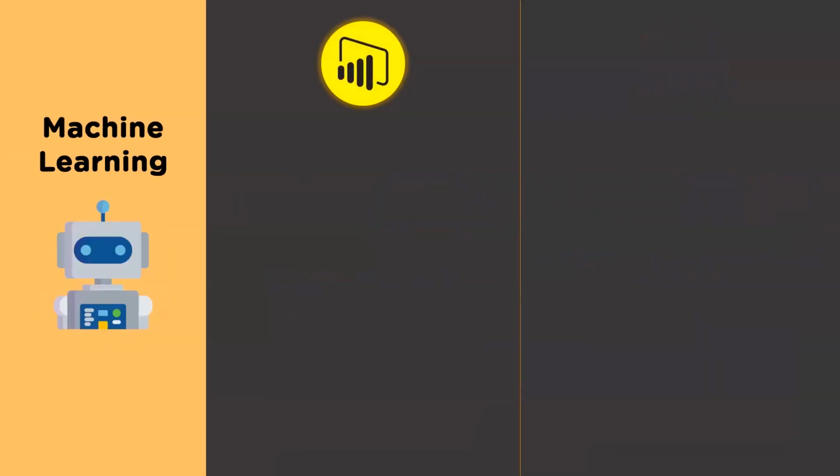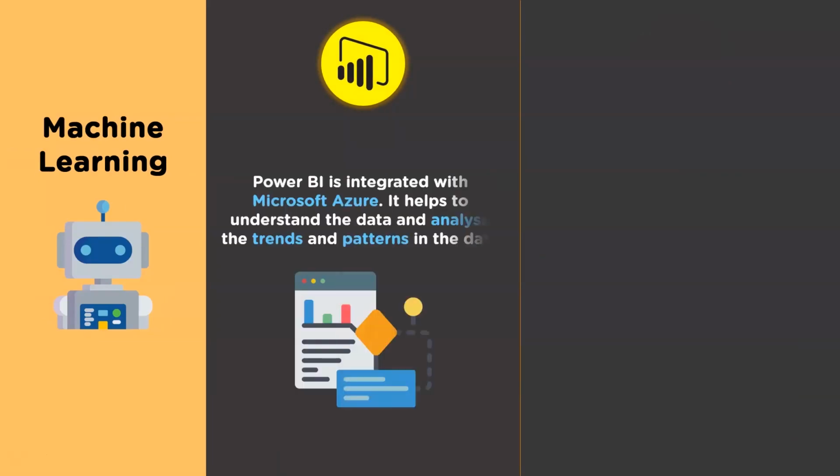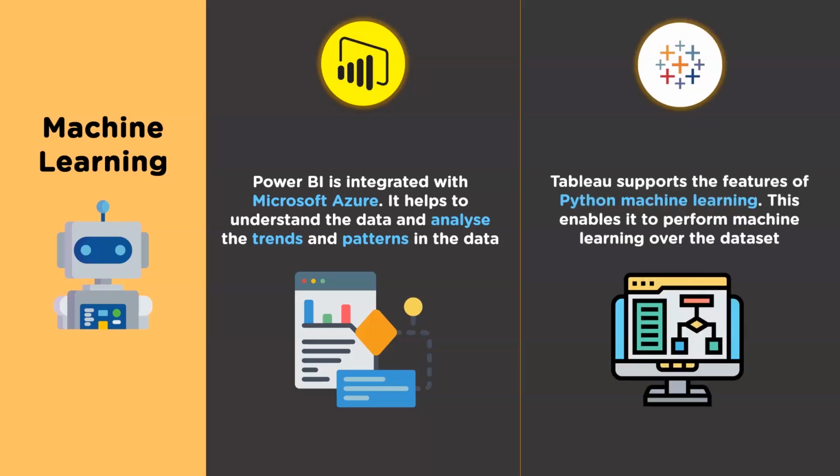Now talking about machine learning and how they are different from each other. Power BI enjoys the advantages of Microsoft Business Analytics that includes platforms such as Azure Machine Learning, SQL Server-based analysis services, data streaming in real time, and many Azure database offers. It helps to understand the data and analyze the trends and patterns in the data. You can also forecast the data to make future predictions. Tableau supports the features of Python machine learning. This enables it to perform machine learning operations over the dataset.